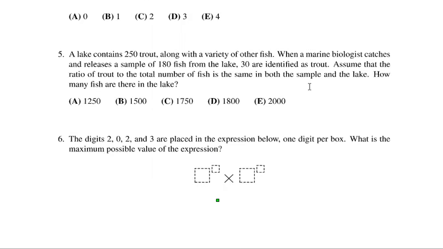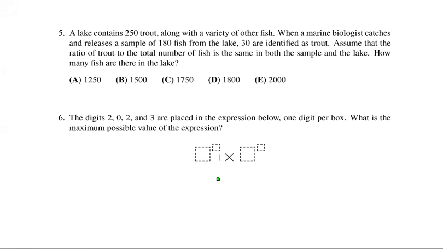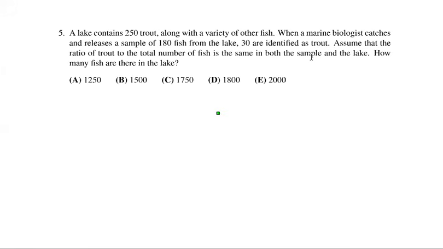So let me move on to the number 5. The lake contains 250 trout along with a variety of other fish. When the marine biologist catches and releases a sample of 150 fish from the lake, 30 of those are trout. Assume that the ratio will be the same in both the sample and the lake. How many fish will be in that lake?